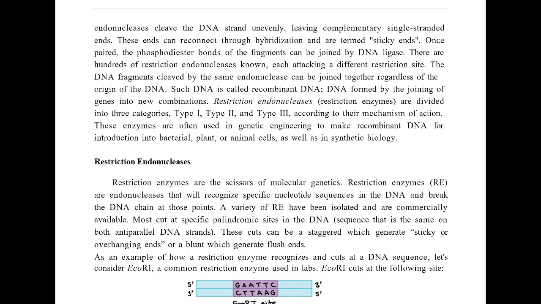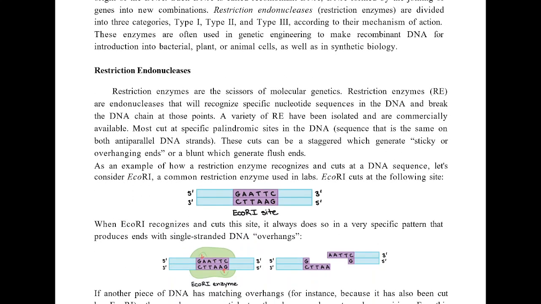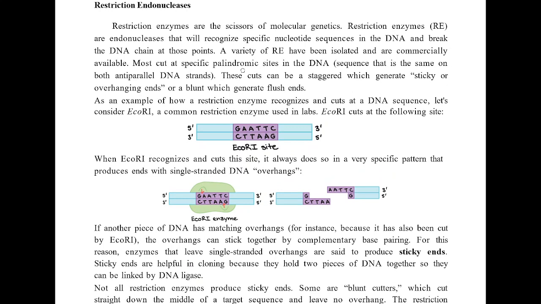Restriction endonucleases are divided into 3 categories: type 1, 2, and 3, depending on the mechanism of their action. Restriction enzymes are called the scissors of molecular genetics. They recognize specific sequences in the DNA and break at certain points. A variety of restriction enzymes have been isolated and are commercially available. Like I was saying, they identify specific palindromic sites in the DNA and cut the DNA strands. These cuts can be staggered, which generate sticky or overhanging ends, or blunt, which generate flush ends.